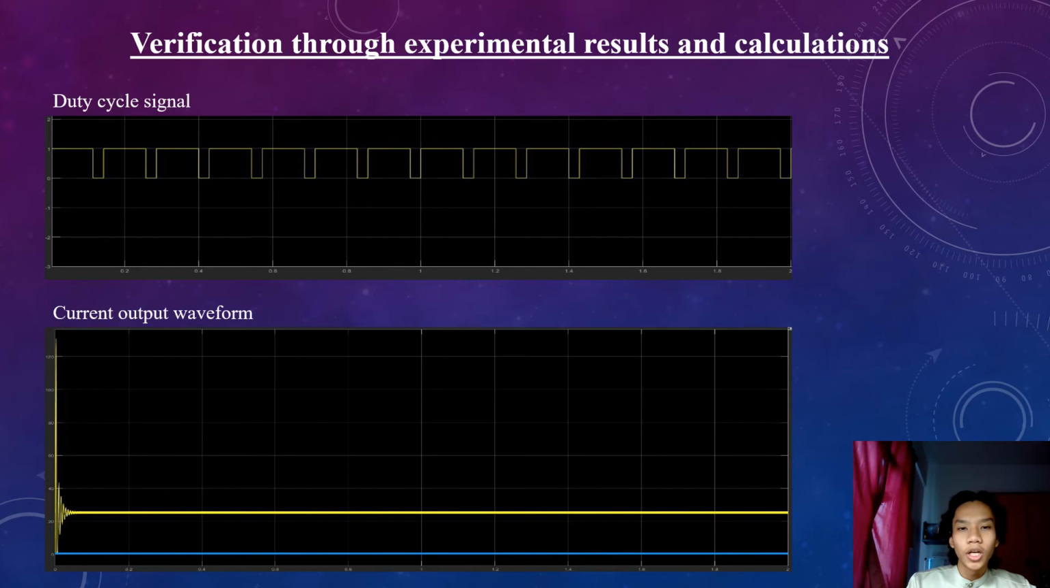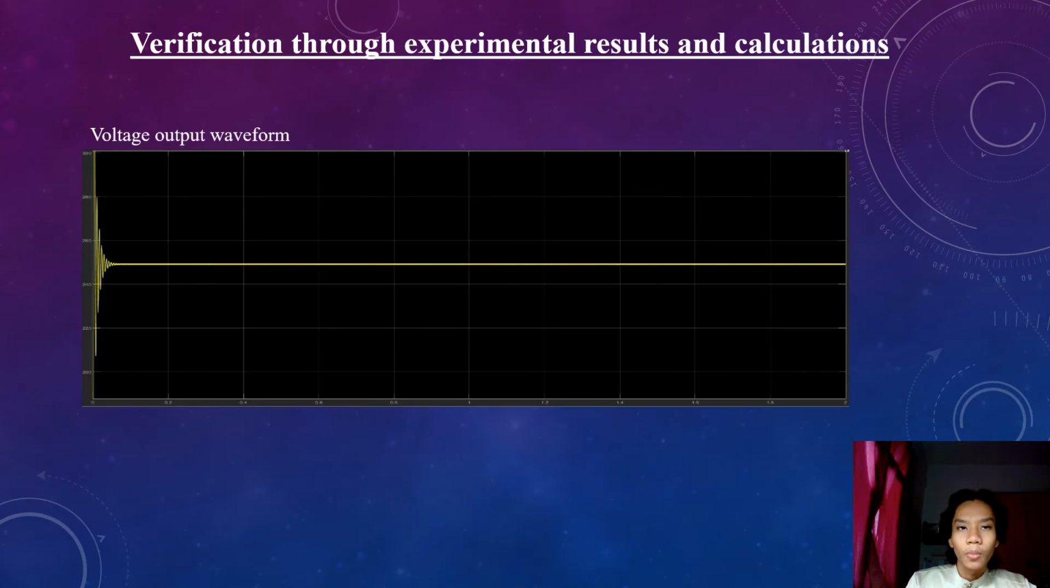So this is our experimental result. For the duty cycle signal, it goes from 0 to 1. And for the current output waveform, it goes from 0 to 140. And here we can see the steady state response of the current output waveform. And this is our experimental result for the voltage output waveform. It goes from 0 to 300. And we can see here the steady state response for this voltage output waveform.